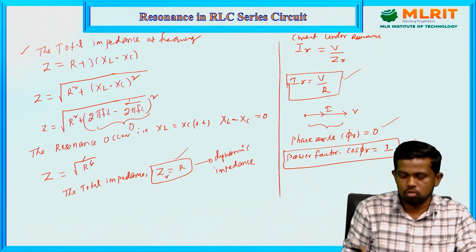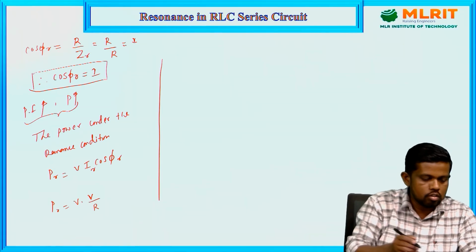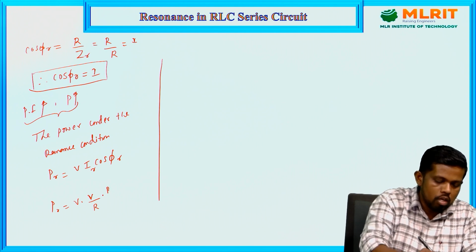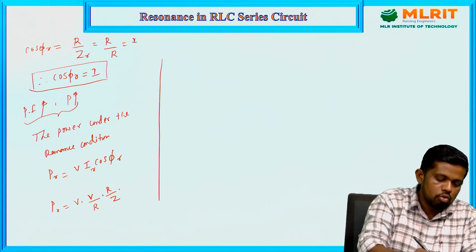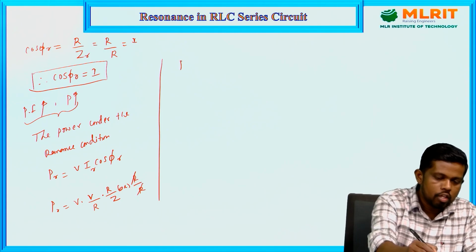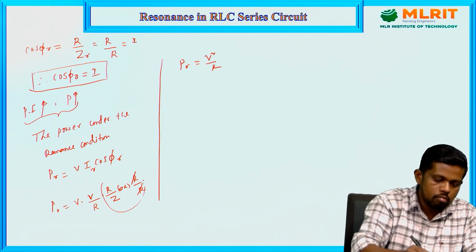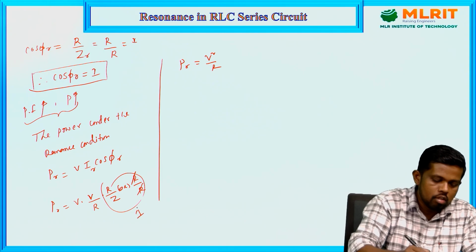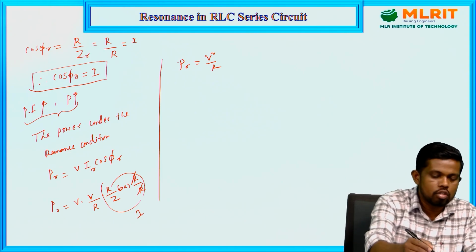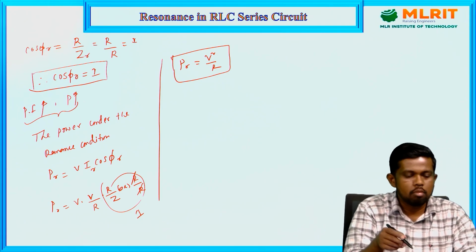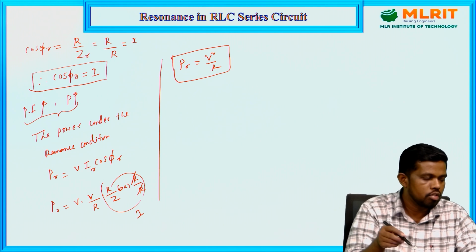This one we need to substitute. So we get P r equal to V into V by R. Then cos phi r is R by Z, that is R by R only, so R R gets cancelled. This whole term becomes 1. Then the power taken under the resonance condition of the circuit should be P r equal to V square upon R. So the power should be maximum under the resonance condition of the RLC series circuit.